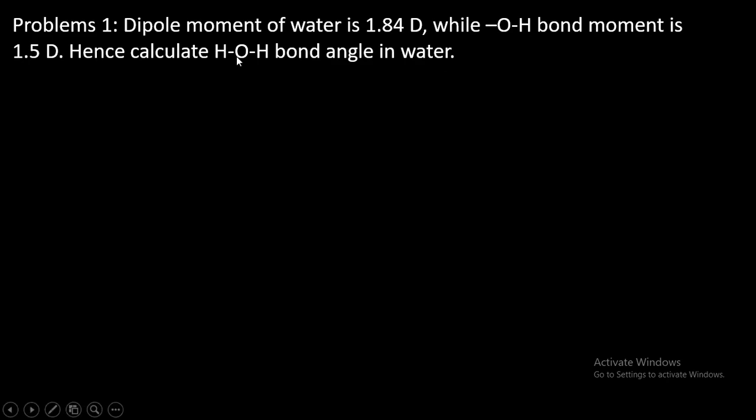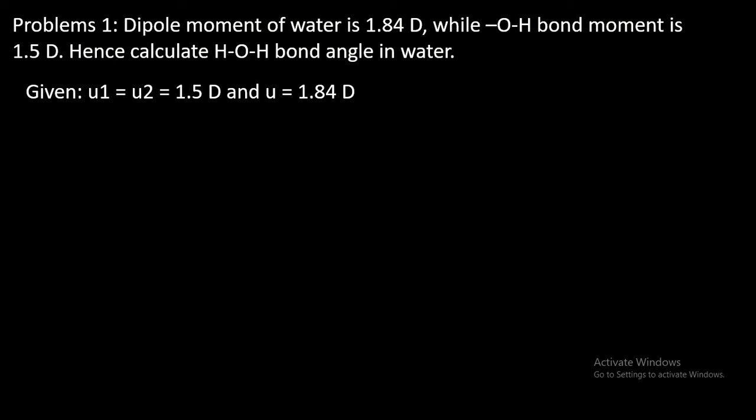Friends, now to solve problems on the basis of dipole moment. The dipole moment of water is 1.84 D, while the OH bond moment is 1.5 D. Hence, calculate the HOH bond angle in the water molecule. The bond moment is given. Water contains a similar kind of bond, that is OH. There are two OH bonds. Therefore, u1 equals u2 equals 1.5 D, and the total dipole moment of water is given as 1.84.